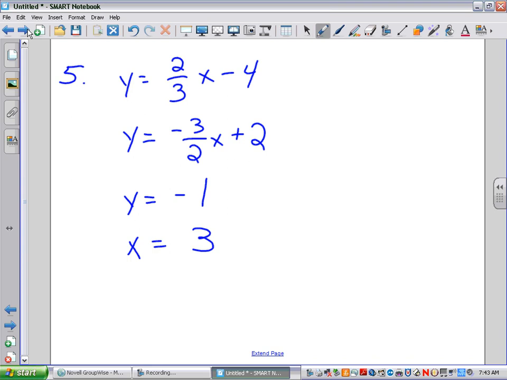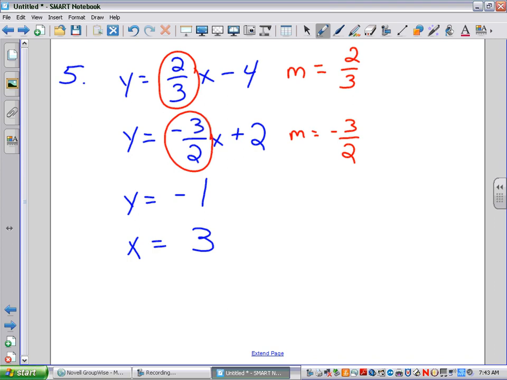But number 5, my directions change. Instead of parallel, it's rather, what goes with parallel, class? Perpendicular. So this is the opposite reciprocal stuff. So same thing, get it started the same way. With the first one, what's the slope? 2/3. The second one, what's the slope? Right. -3/2. Now be careful. The third one, y is -1, so I'm going to put a little note here.